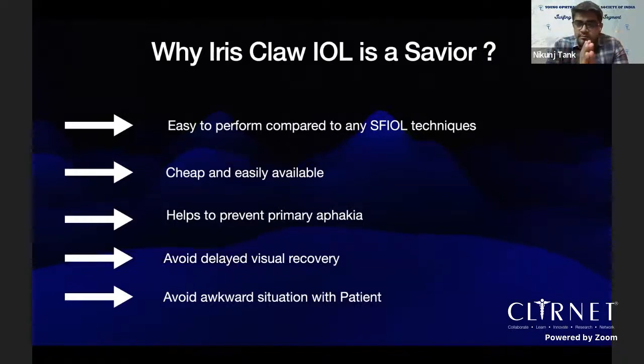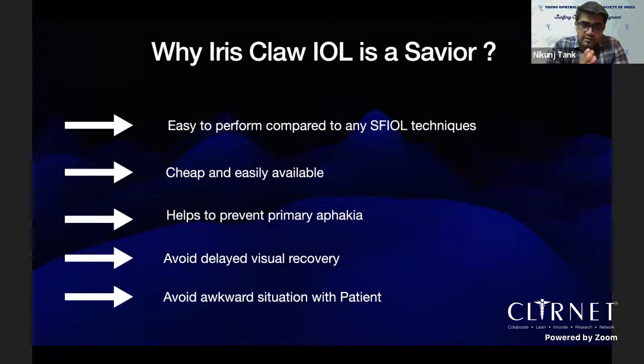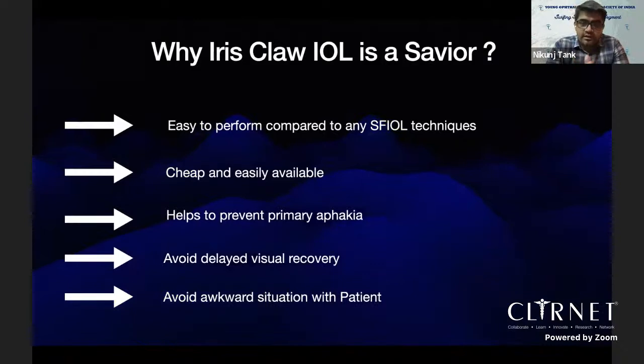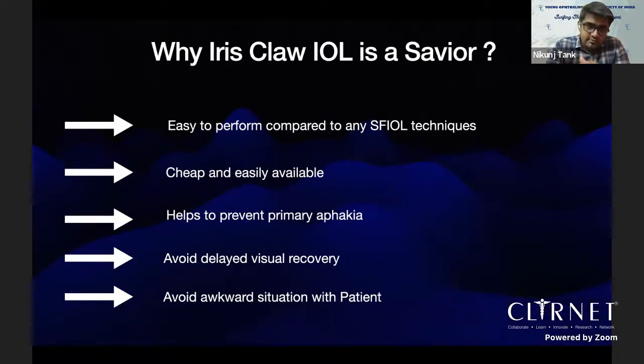There are certain plus points about iris claw IOLs which I'm going to point out here. It can be a savior for all anterior segment surgeons in situations where you end up with a complication, or you are handling someone else's complication. It is easier to perform than any scleral fixated IOL technique. The lens is cheap. It is PMMA material and easily available. There are a few brands which make it, but it is still easily available.